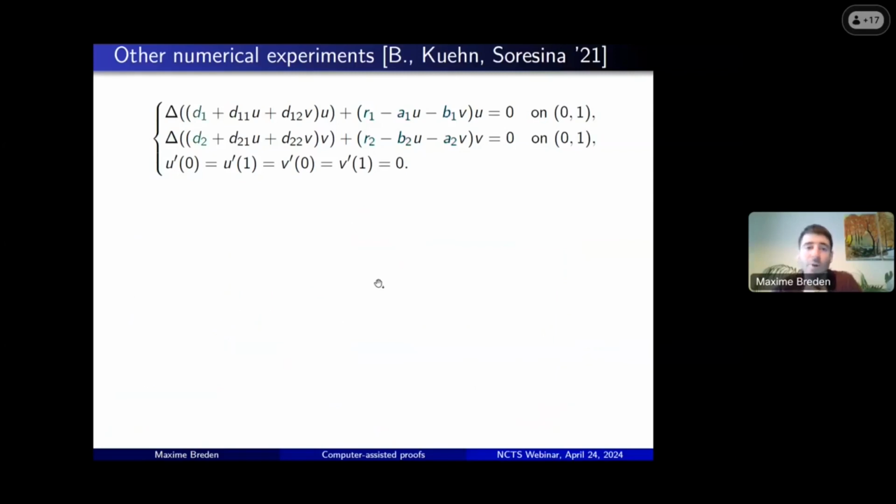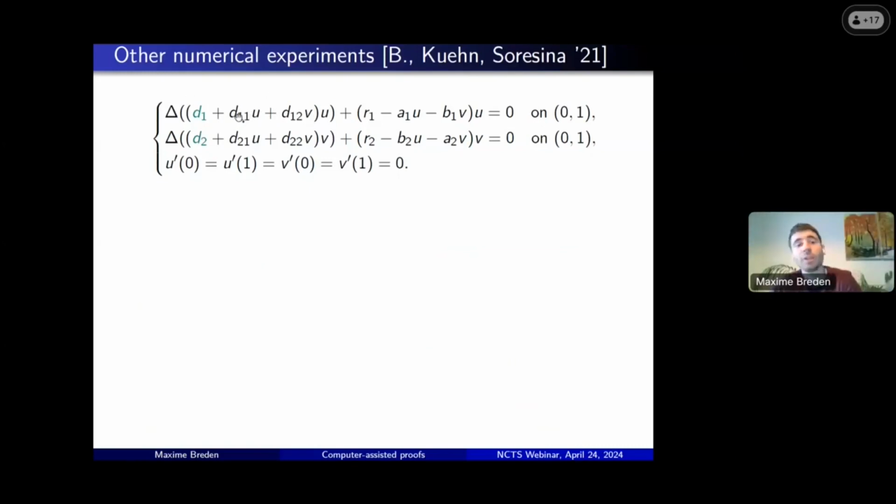A last example, which is maybe less meaningful from the biology, but more of a mathematical curiosity, let's say. Still, I find it interesting. What if D1 and D2 are actually negative? Of course, I'm not claiming this makes a lot of sense from the biology, but from the math it's an interesting question, because then potentially, at least if U and V are really small, you get a backward diffusion equation. So this is ill-posed, all kinds of things happen. But if U and V are not so small, it could still be well posed.